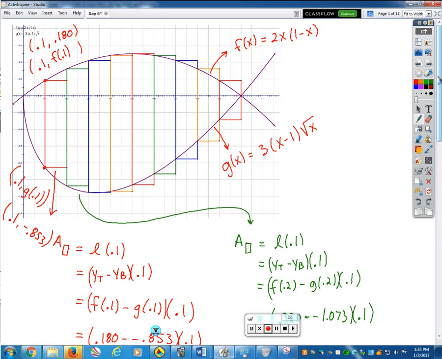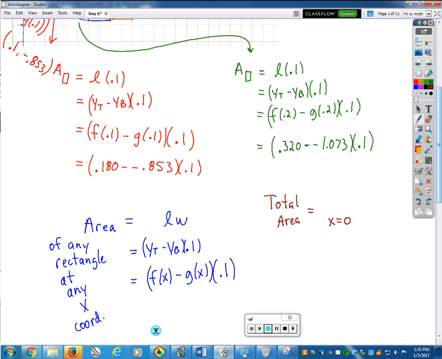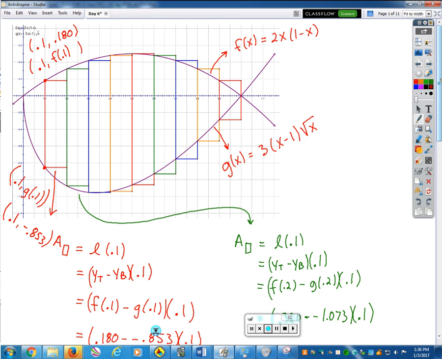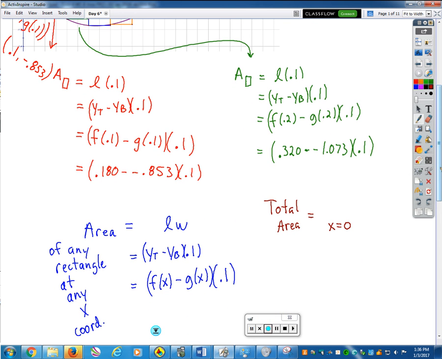Where do I want to stop doing this computation? And then I want to do it for many, many x's. Russell? X equals 1. I want to go all the way to 1 so I cover the entire shape. So I come down here and say, start at x equals 0, stop at x equals 1. We're going to do an integral. And what we're integrating is that formula we had just a second ago.